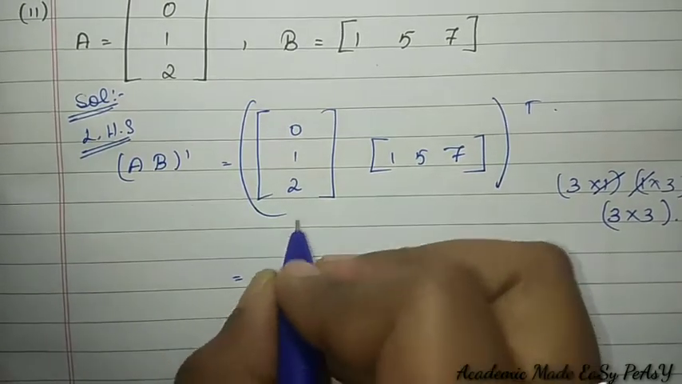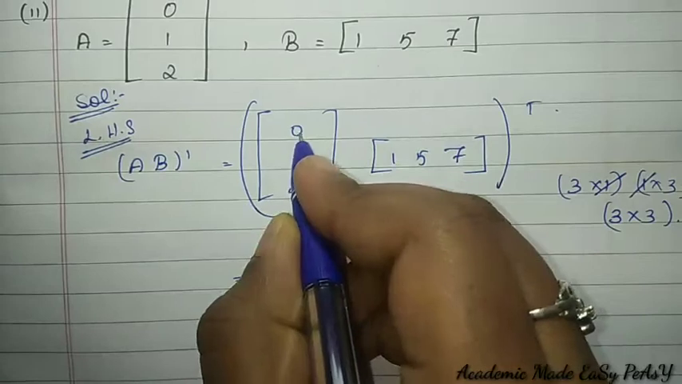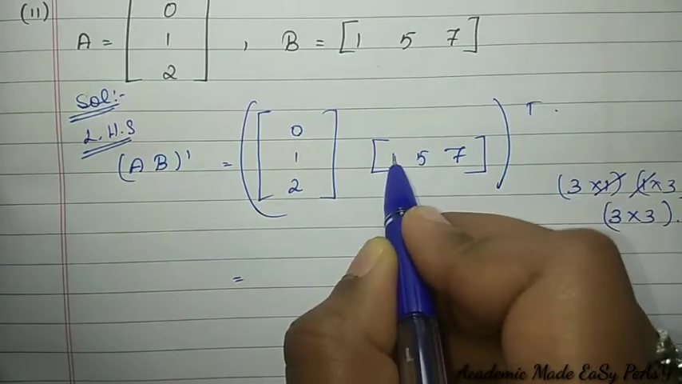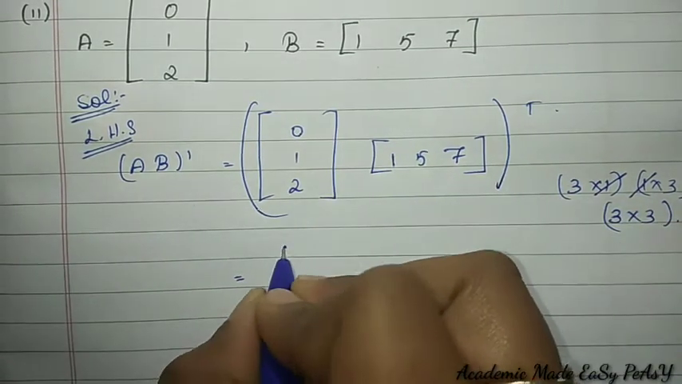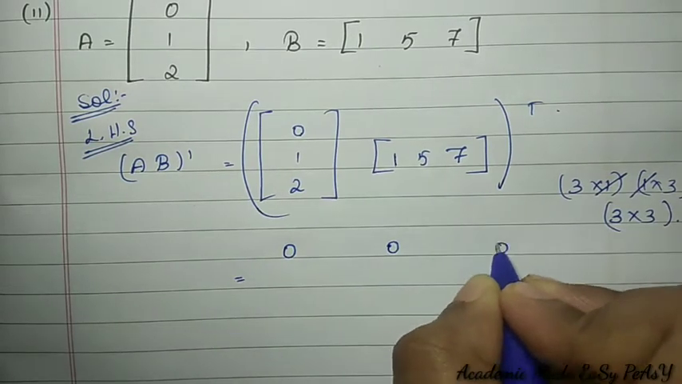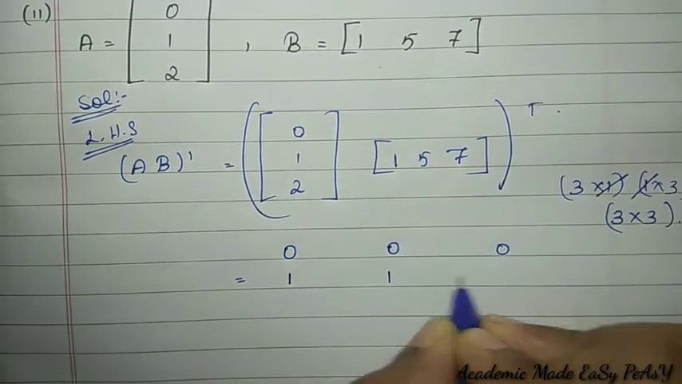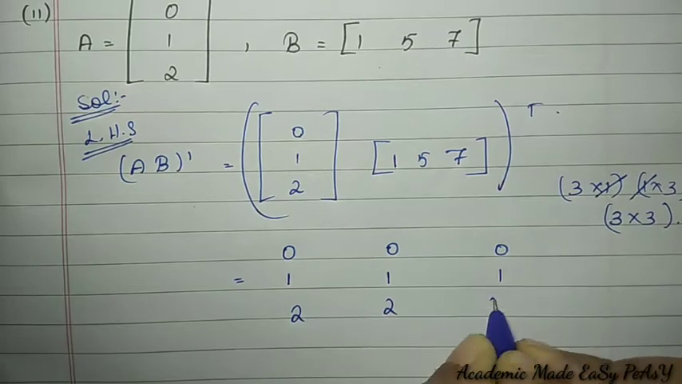So therefore I have only one column. So I have to write this itself thrice. Why? Because I have 3 columns over here. 0, 0, 0, 1, 1, 1, 2, 2, 2.